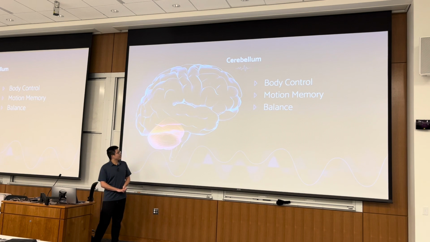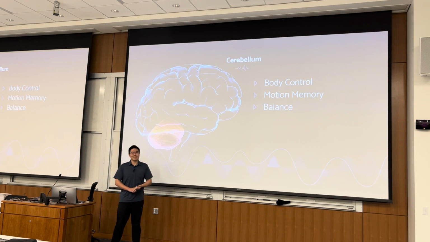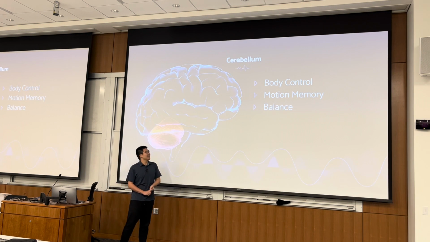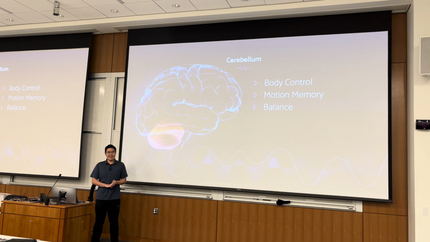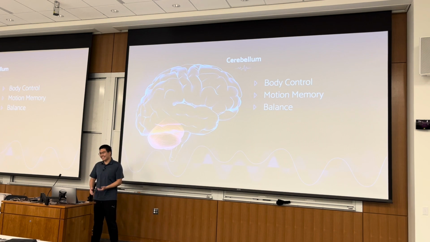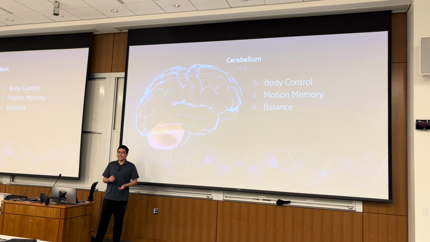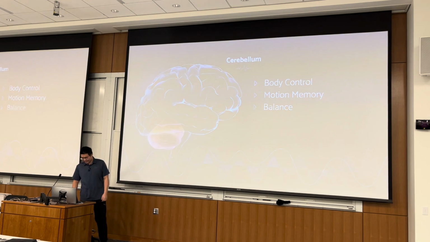Okay, so this is the cerebellum. I don't really think it's part of any brain, it's just its own thing. And it deals with body control, motion memory, and balance. I'm sure all of you have experienced that when you do something a lot of times, you can start doing things without thinking. That's the cerebellum. It knows how to do your repetitive actions without thinking, really quickly, really efficiently. That's the cerebellum.